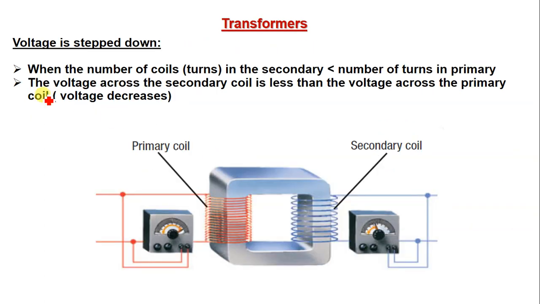A step down transformer is the opposite: when the number of coils in the secondary is less than the number of coils in the primary coil. In this case, the role of this transformer is to decrease the voltage, meaning that the voltage across the secondary coil is less than the voltage across the primary coil. So we talked about what the voltage does.